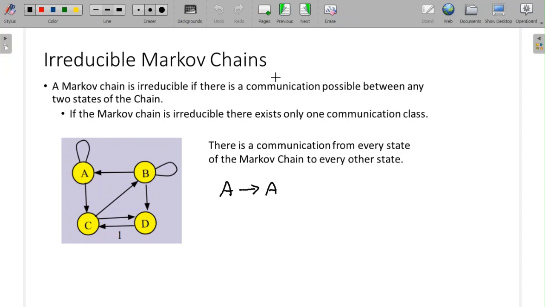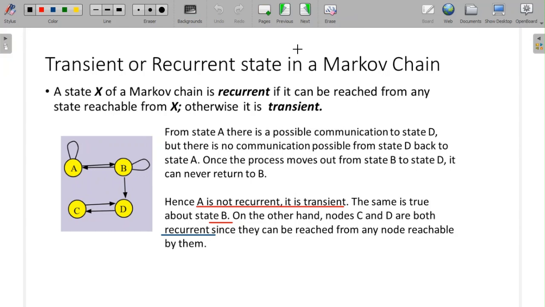Every state communicates with every other state. So this is also an example for an irreducible Markov chain. The next classification is about a state being transient or recurrent. A state is recurrent if it can be reached from any state that is reachable from X.